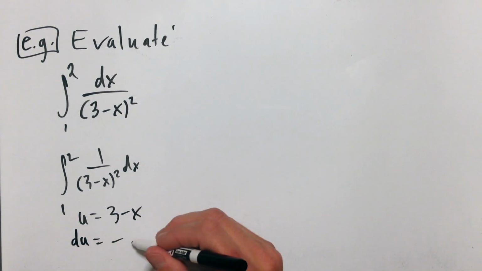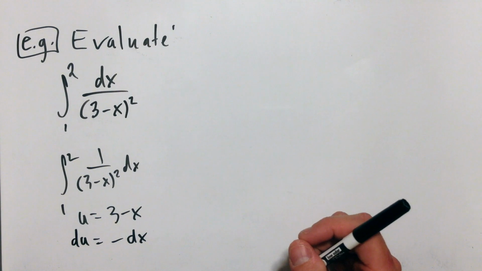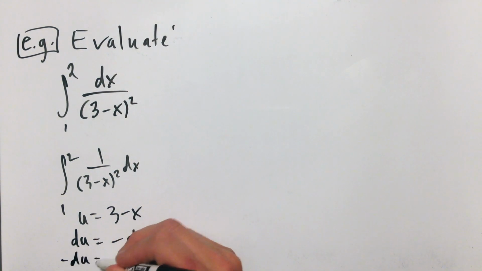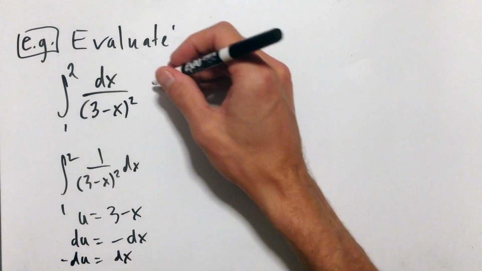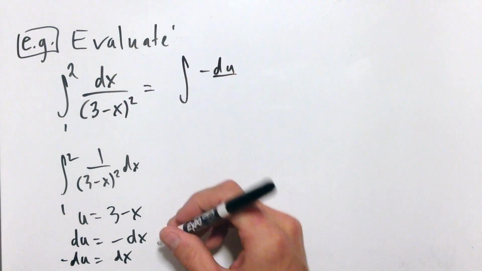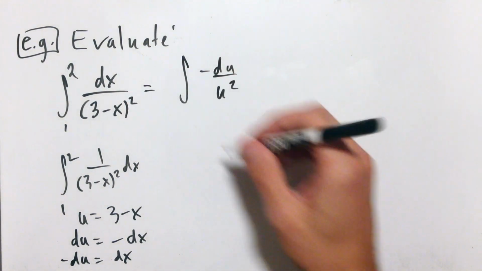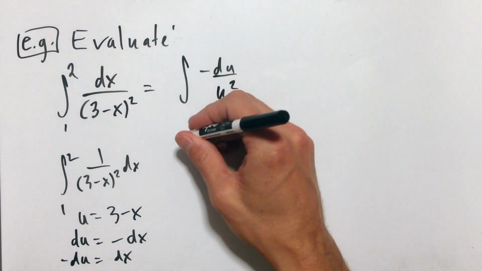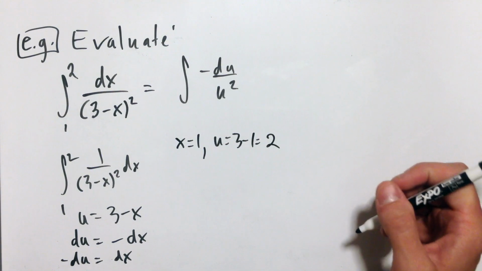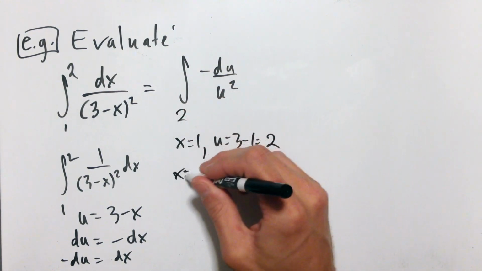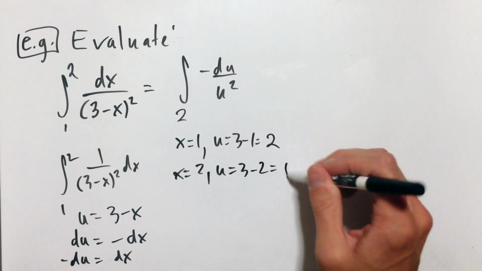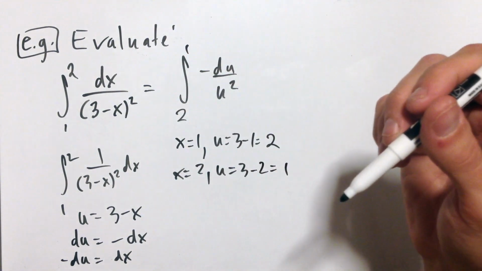And then du is going to be equal to negative dx. And well, I see dx here, not negative dx, so I can put the negative on the du and get that negative du is equal to dx. So this is equal to negative du over, 3 minus x is equal to u, so u squared. And I have to change my limits of integration. When x is equal to 1, then u is equal to 3 minus 1, which is equal to 2. Great. When x is equal to 2, u is equal to 3 minus 2, which is equal to 1.